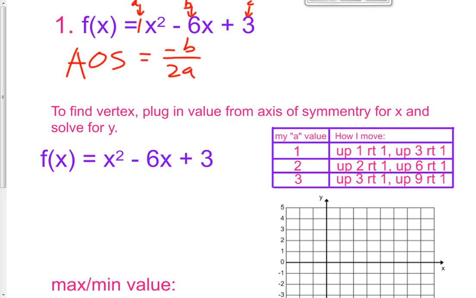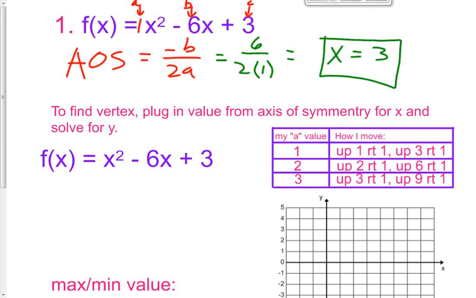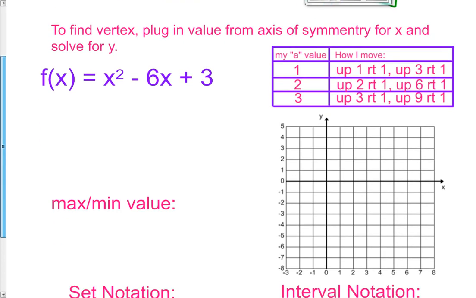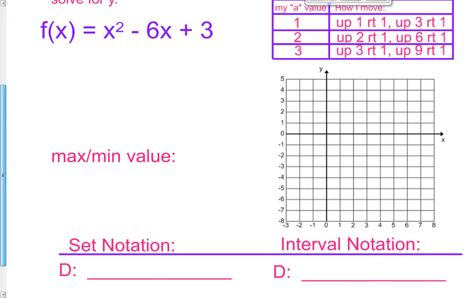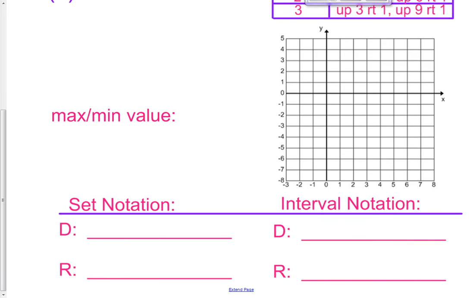So a negative b over 2a is how we find our axis of symmetry. Our b value is negative 6, so the opposite is a positive 6, over 2 times whatever our a value is, 2 times 1. 6 divided by 2, our axis of symmetry is the line x equals 3. Make sure you don't just put 3, put x equals 3, because if you just say 3, you're telling me a point. But if you say x equals 3, you're telling me a line. Let's draw that on our graph. The axis of symmetry we always draw with a dotted line. So at x equals 3, which is right here, let's draw a dotted line on our graph.